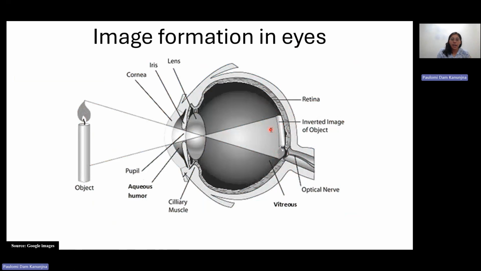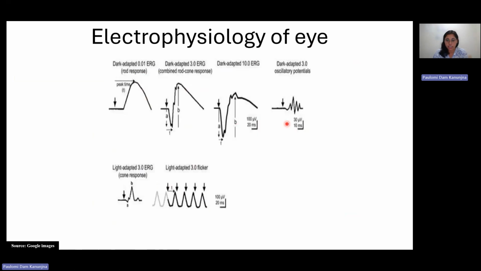Okay. Right. And I already mentioned how the light reaches here. After the light reaches here, from here it goes to the brain. So from the photoreceptor cells, to bipolar cells, to ganglion cells, to the optic nerve, and from the nerve to the visual cortex of the brain. So where does it go? It goes to the visual cortex.